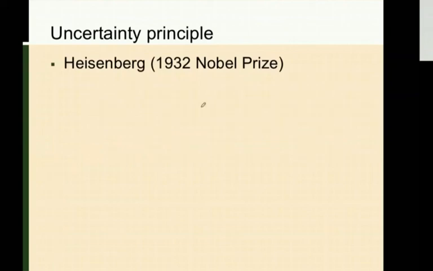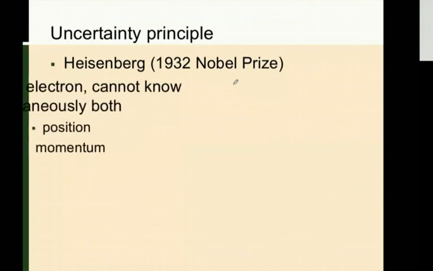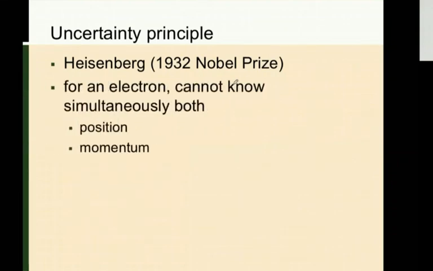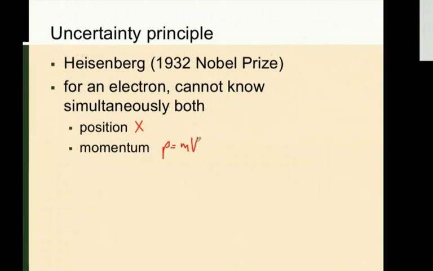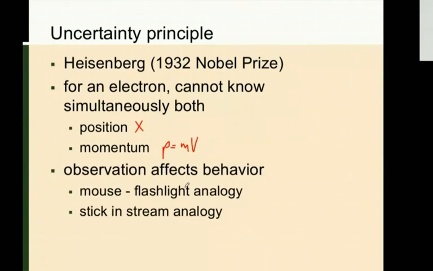So this is the Heisenberg uncertainty principle, which is defined by that previous statement. Heisenberg won the Nobel Prize in 1932 as part of this work. For an electron, we cannot know simultaneously both the position, which is going to be x, and the momentum, which is p equal to mv. That's where the velocity comes from in the previous slide. So velocity can always be related to momentum if we know the mass, and since the electron's mass is well defined, we know the mass.